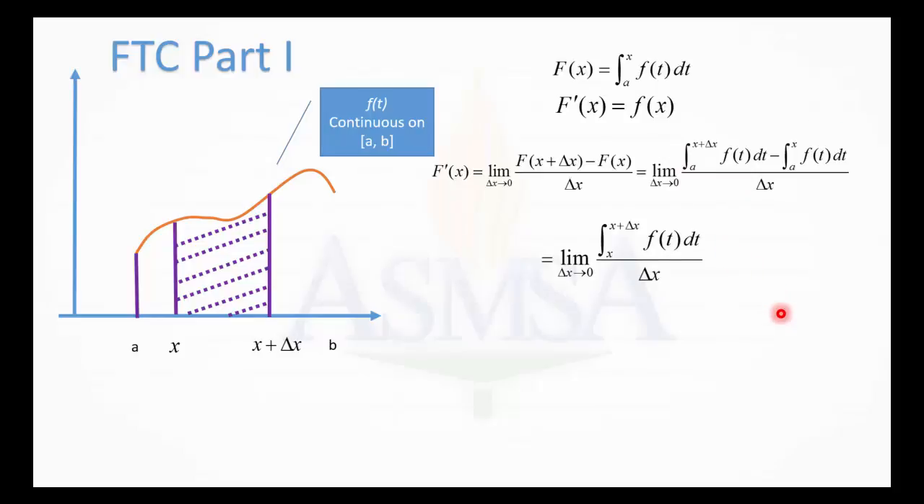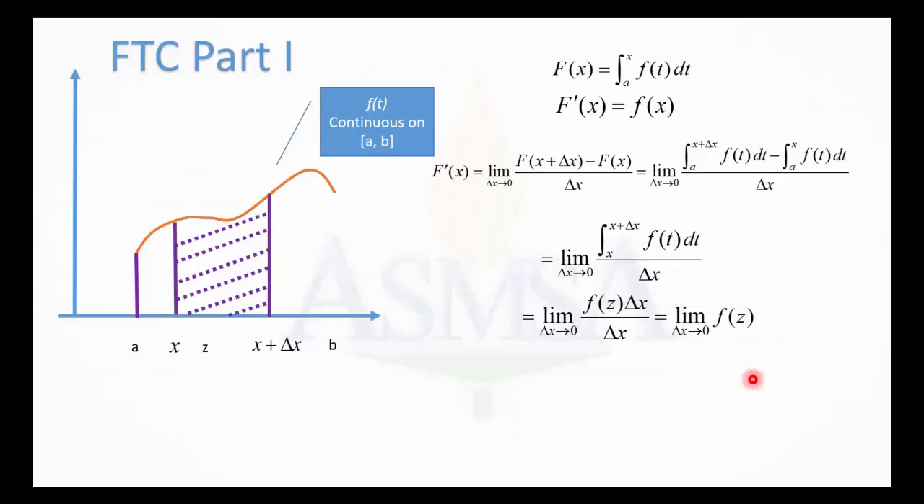Now I go back and recall the intermediate value theorem for integrals. And I know that between x and x plus delta x, there's a z, so that I can rewrite this integral as f of z delta x. So I'll just replace the integral with f of z delta x, and notice the delta x's cancel, and I'm just left with this thing.